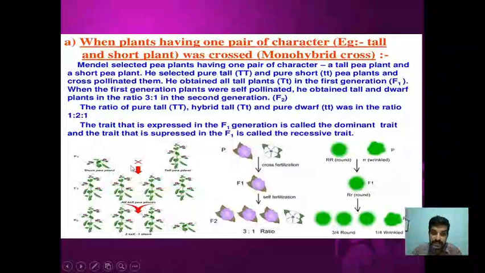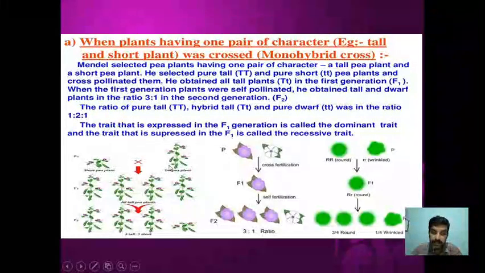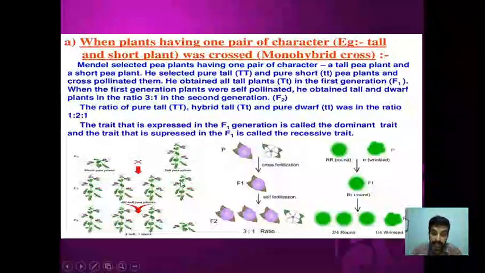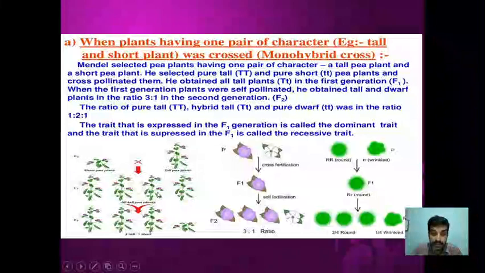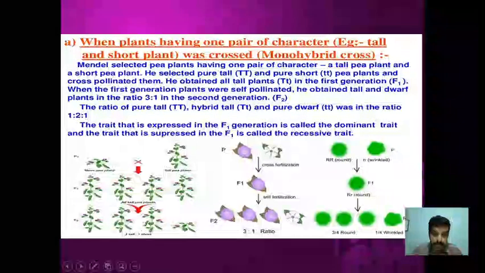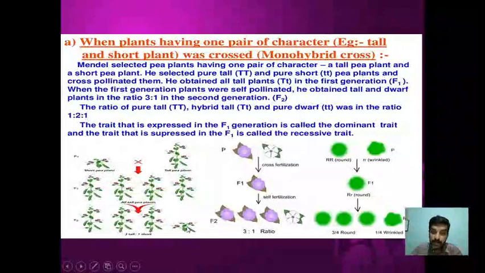First, when he crossed the short plant with a tall plant, none of the plants were intermediate or short. All were only one parental type, that is tall plants. Somehow that was inherited. And next, when he crossed tall plant with tall plant, to his surprise, he got tall plants as well as dwarf plants.